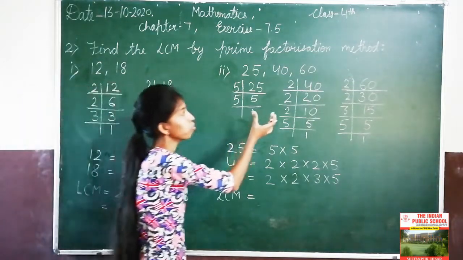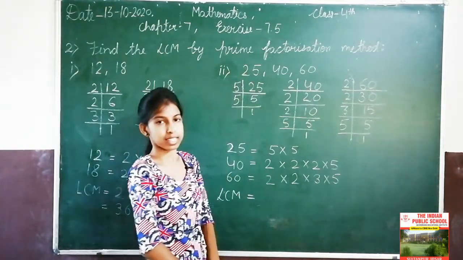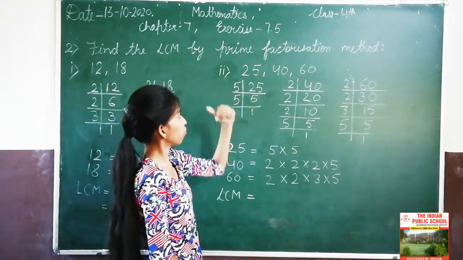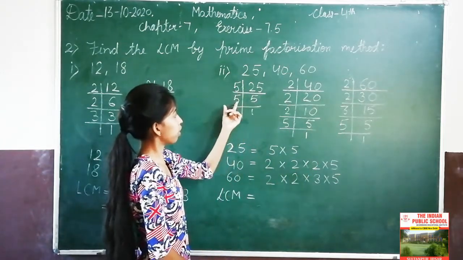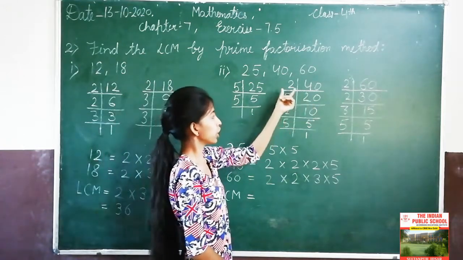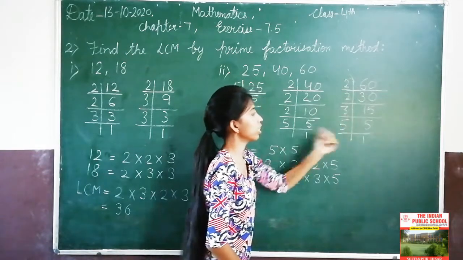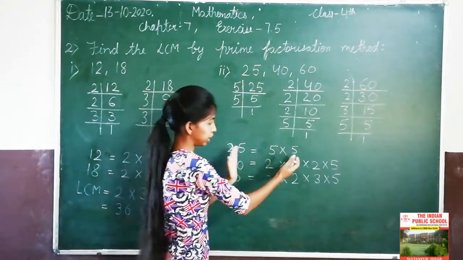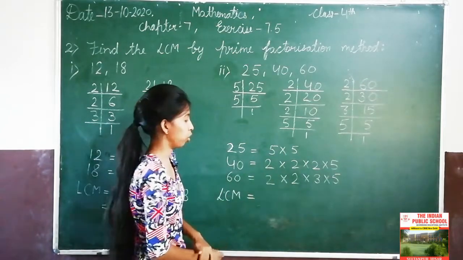Similarly, we will take one more example here with 25, 40 and 60. We will again find the prime factorization of the given 3 numbers. For 25, 5 multiply 5. For 40, 2, 2, 2 and 5. For 60, 2, 2, 3 and 5. We will put the factorization like this. Now we will find the LCM for all of these.